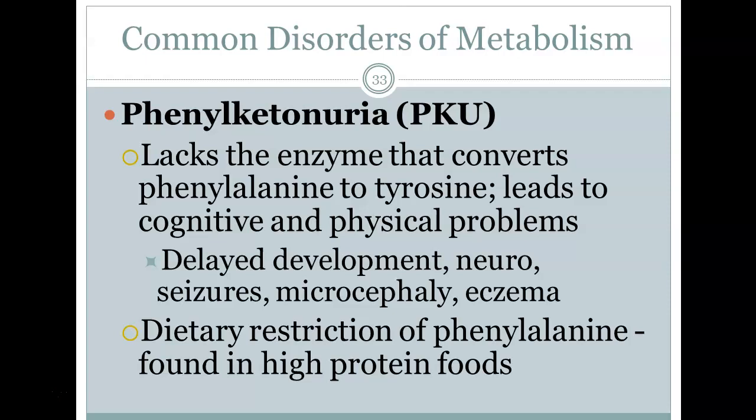So if this PKU condition occurs, this is a lack of enzyme. The baby is born with a lack of an enzyme that converts the phenylalanine to tyrosine, and it can lead to cognitive and physical problems. Things like delayed development, neuro issues, seizures, microcephaly, or eczema. And when a baby is found to be born with this condition, they will have dietary restrictions of phenylalanine for the rest of their lives. And this is found in high protein foods. So something to keep in mind.